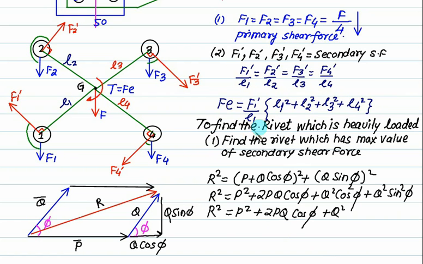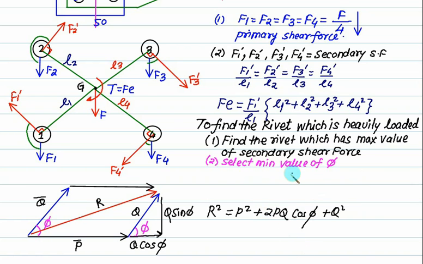So how to identify the rivet which is heavily loaded? In that case, the first step is to find the rivet which has the maximum value of secondary shear force. No comparison is required for primary because primary is equal value. Comparison is only based on secondary shear force. If you observe that the secondary shear force is also the same, then you take the decision based on the value of phi. So this is the criteria used.